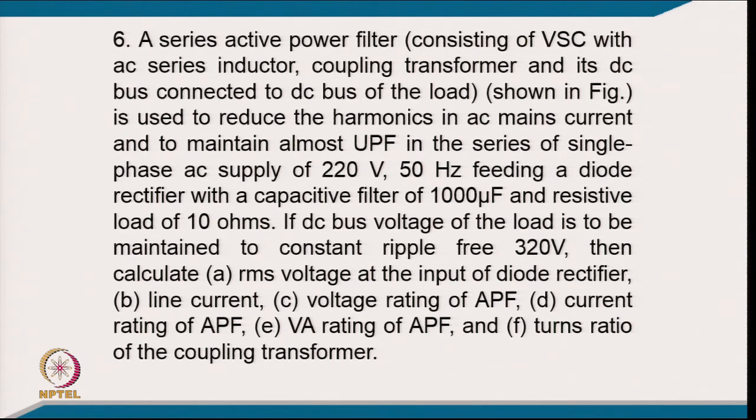Coming to the sixth numerical example, a series active power filter consisting of a voltage source converter with AC series inductor, coupling transformer, and a DC bus connected to the DC bus of the load shown in the figure, is used to reduce the harmonics in AC mains current and to maintain almost unity power factor in the single phase AC supply of 220 volt 50 hertz, feeding a diode rectifier with a capacitive filter of 1000 microfarad and resistive load of 10 ohm. If the DC bus voltage of the load is to be maintained constant ripple free at 320 volt, then calculate the RMS voltage at the input of the diode rectifier, line current, voltage rating of the series active filter, current rating of the series active filter, VA rating of the series active filter, and turns ratio of the coupling transformer.